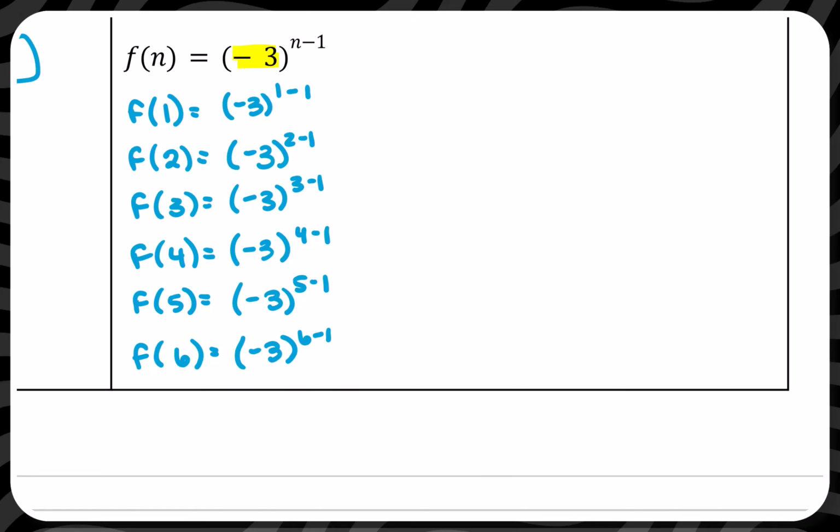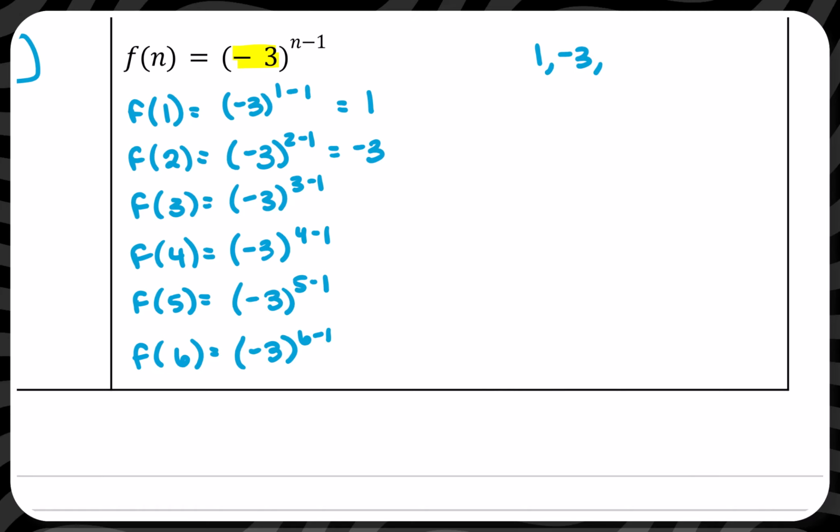Okay, so what we have is the work on how we get each one of these. So 1 minus 1, because if we're doing this in our head without a calculator, we're going to use order of operations. So you're going to do 1 minus 1 is 0, and anything to the power of 0 is 1. So our first term is 1. The second one, that's going to be negative 3 to the power of 1.